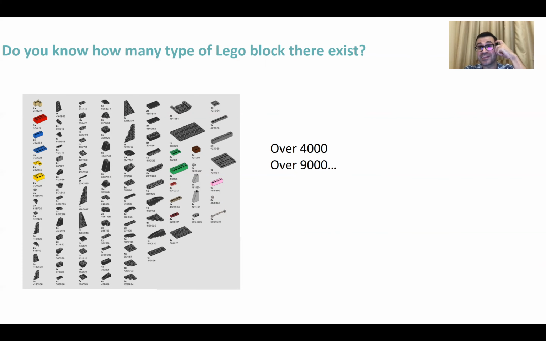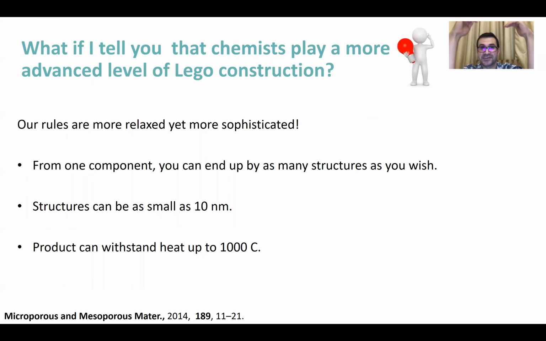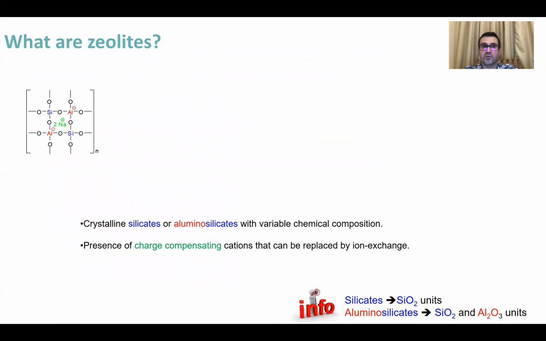Well, what if I tell you that we as chemists play Lego, but at a higher, more advanced level? Our rules are more sophisticated, and more relaxed at the same time. We can start from one component only, not 9,000, but you can end up with many structures. Those can be less than 10 nanometer in size, for example, and can withstand up to 1,000 degrees Celsius. Well, how to do this?